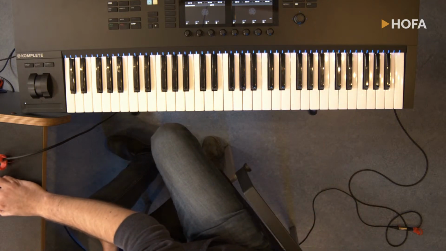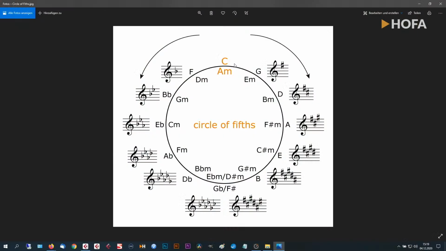And you can see if you move clockwise, then we see, okay, the first fifth is the G, the D, the A, the E. So moving in fifths will lead us to the new key and a new note. And also there are some accidentals that come into play. So we have the first accidental on the sharp side. The first sharp comes into play if we are at the G.